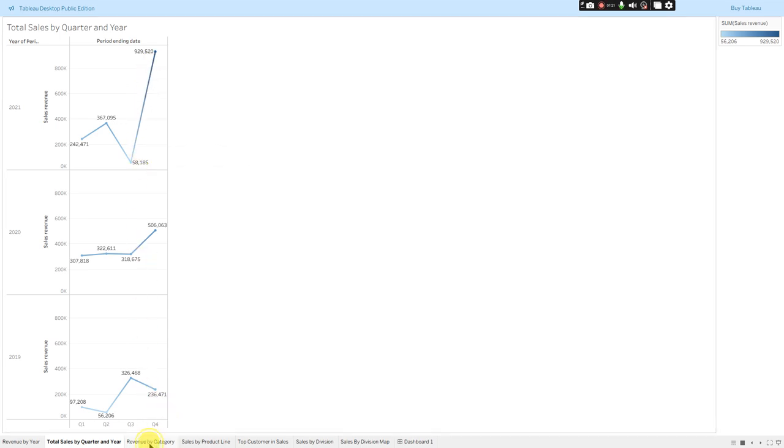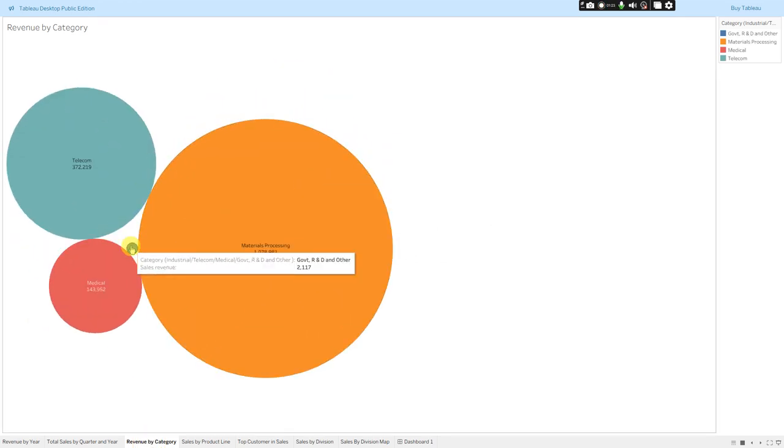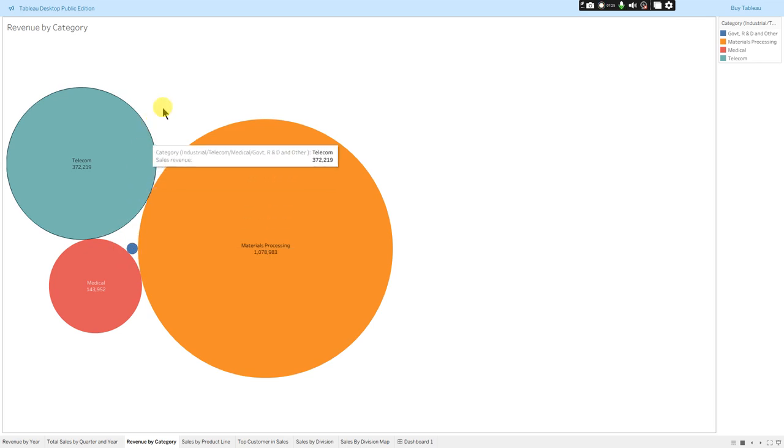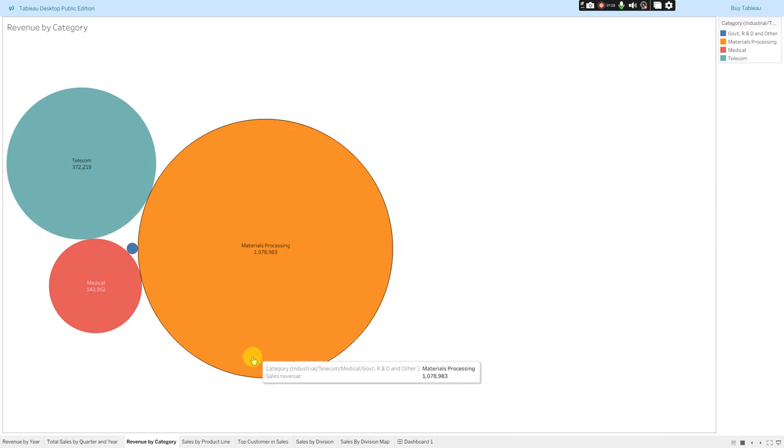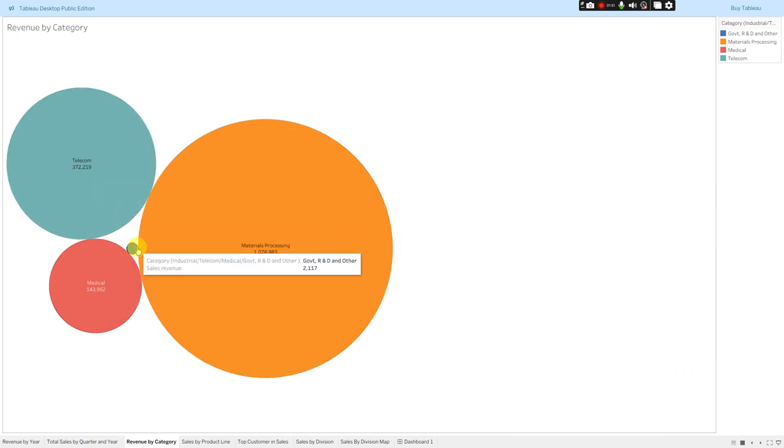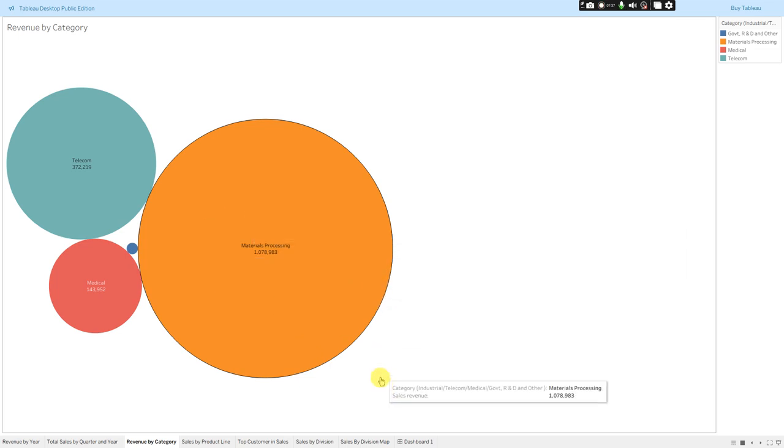Onto the next sheet, we have revenue by category, and this represents the revenue by the category of the product line. So we have telecom, medical, industrial, R&D, and other, and materials processing. This chunks up all of the different manufacturing that the CAT manufacturing company does.